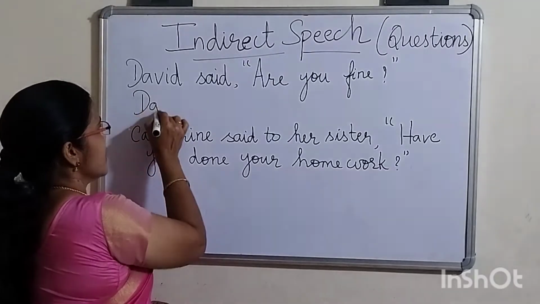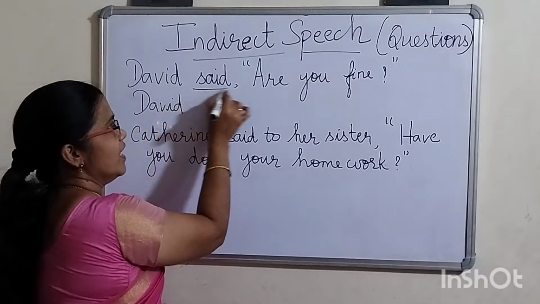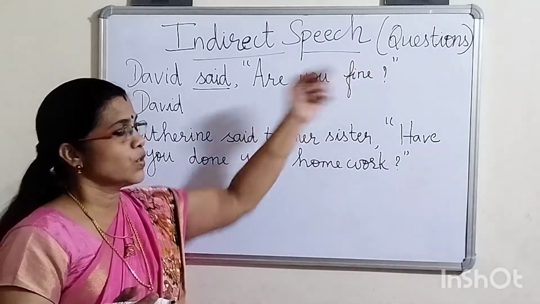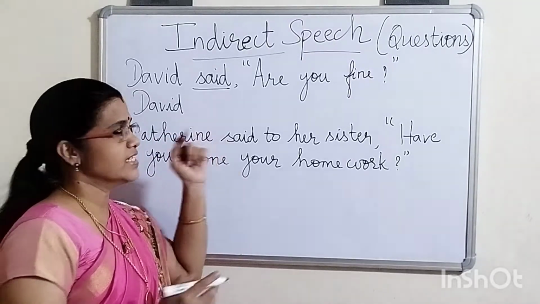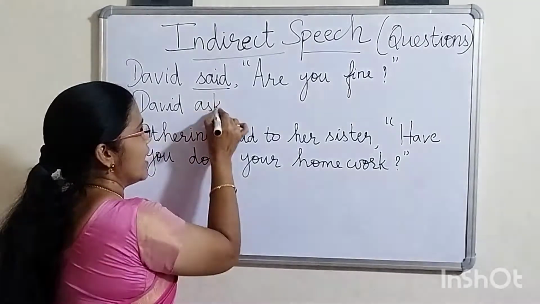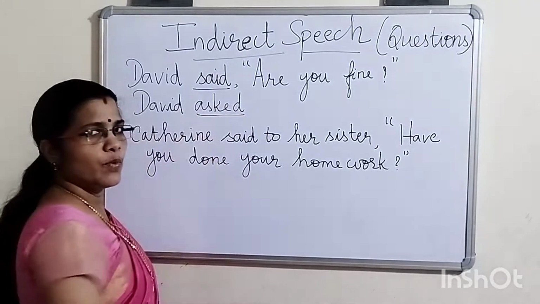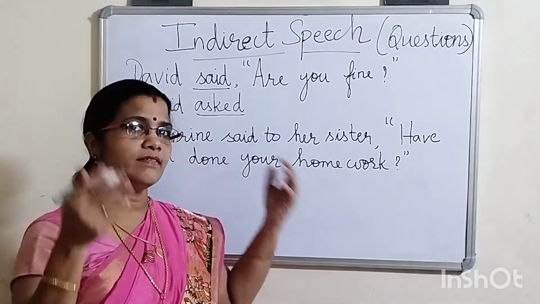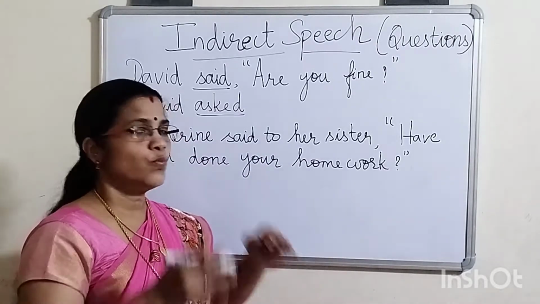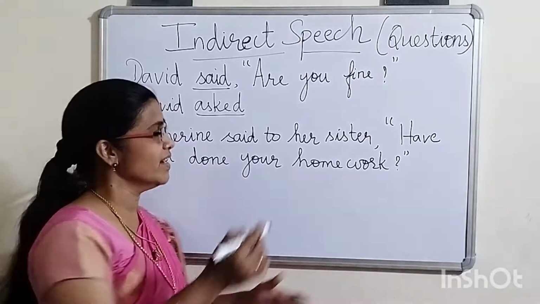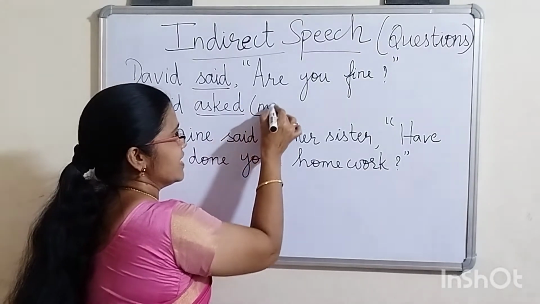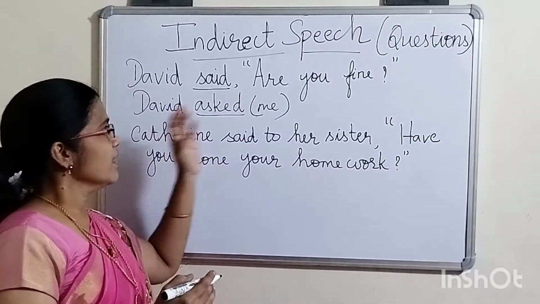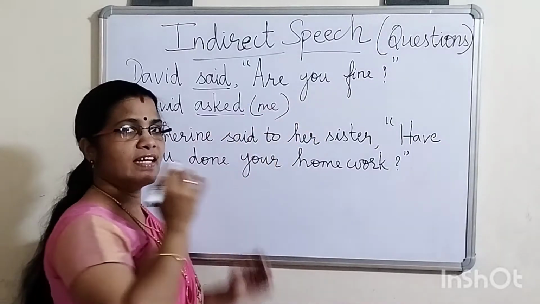So we would start with the same subject, David, and now see the reporting verb given here is said, which you cannot use for questions. So you must change this first. It's a question. So first what we have to do is to change the reporting verb. The reporting verb is changed here. David asked. Now, to whom did David ask is not given here. So we can assume it. Let me put it as me. Whatever you assume, you're going to put it in bracket. David asked me.